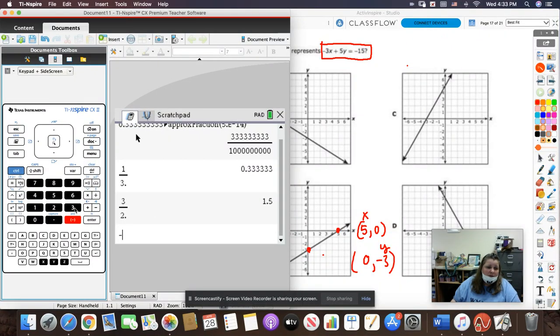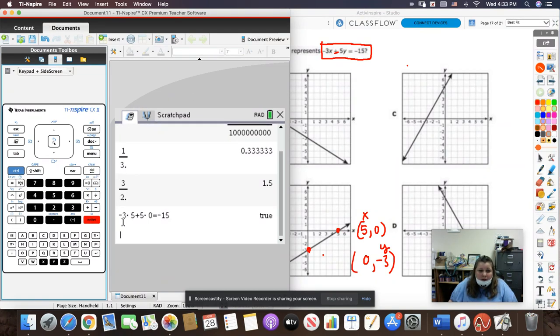So we have negative 3 times the x value, which is 5, plus 5 times the y value, which is 0. Then I can hit the equal sign, minus 15. Now when you're typing in here, if you're putting variables, you're wrong. You have to go to the graph to put variables. And you can see that's true.